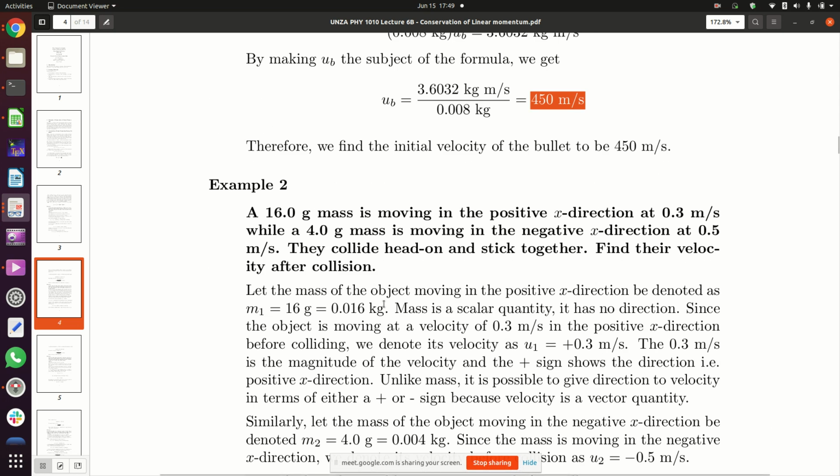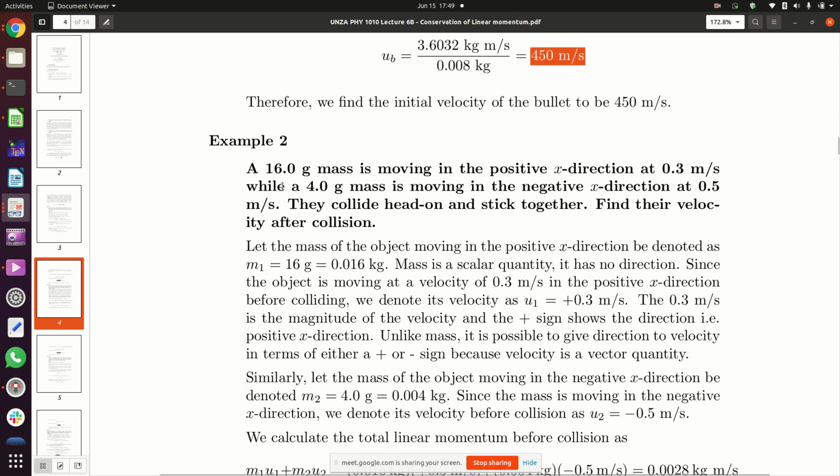Okay, so that is an example of how we use conservation of linear momentum in the case where a bullet collides with a piece of wood. You can also have another example. Example number 2: a 16 gram mass is moving in the positive x direction at 0.3 meters per second, while a 4 gram mass is moving in the negative x direction at 0.5 meters per second. They collide head-on and stick together. Find their velocity after collision.